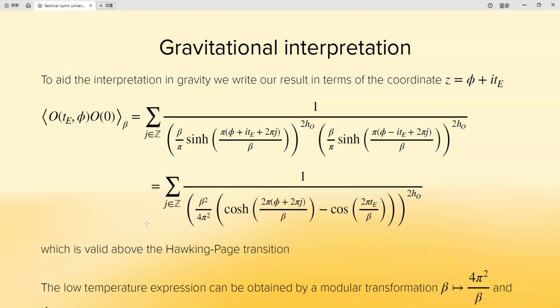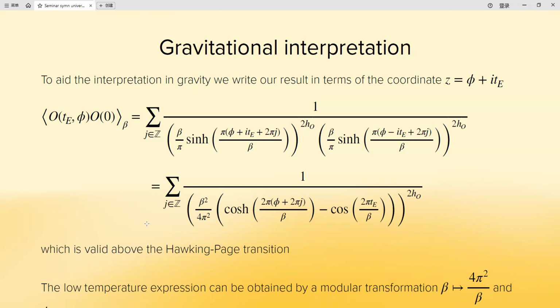That's here. And recall that we looked at scalars, so the h's are the same. But this formula would be equally valid if h bar was different. Because we look at scalars, I can simplify the expression and write it in terms of a cosh and a cosine. And like we just argued, this expression should be valid above the Hawking phase transition.